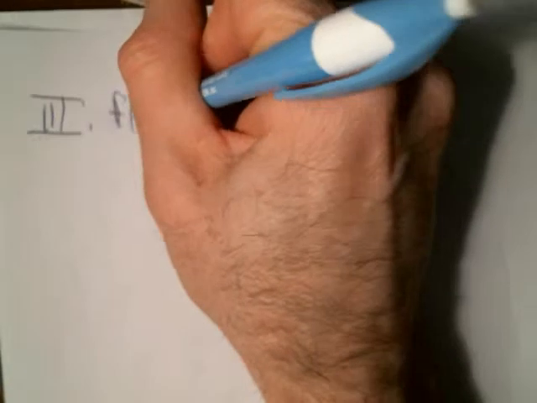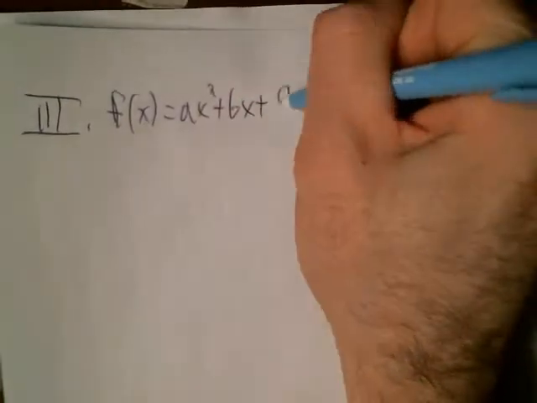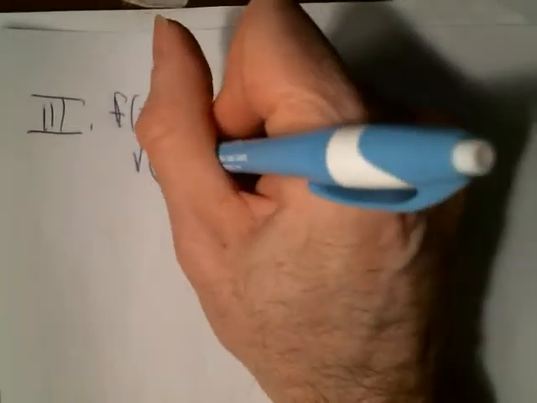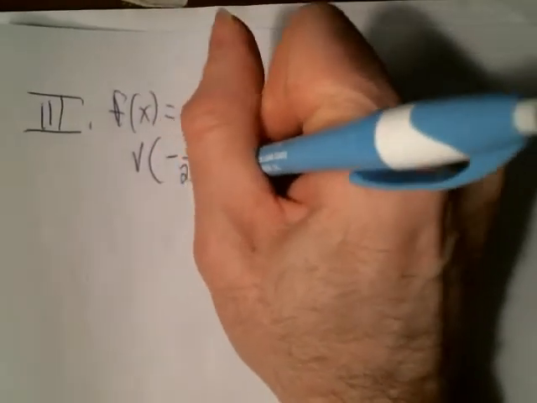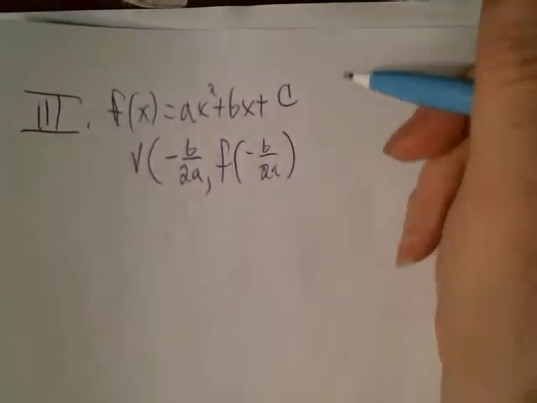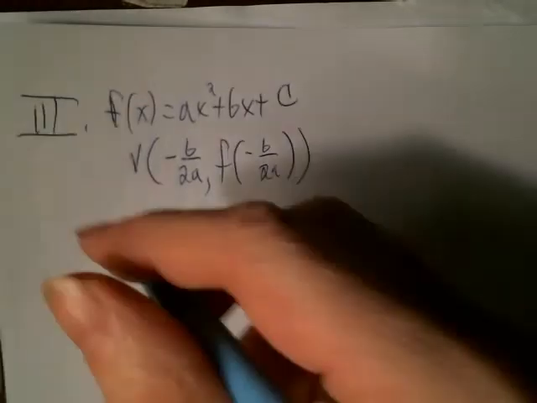So this is the form f of x is ax squared plus bx plus c. The new thing now is the vertex: you have to use the formula negative b over 2a comma f of negative b over 2a. The process is the same though. We're going to identify as happy or sad, then get the vertex, then get our x and y intercepts, then graph it, and then identify the domain and range.